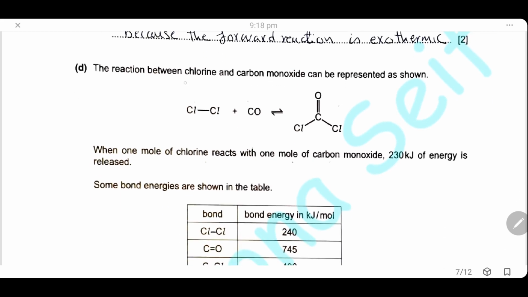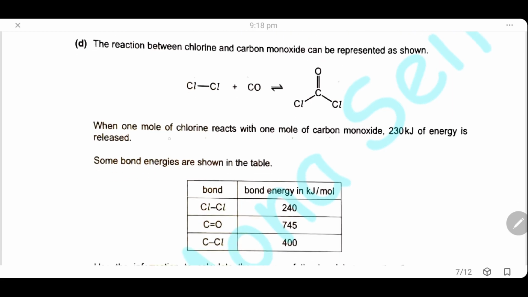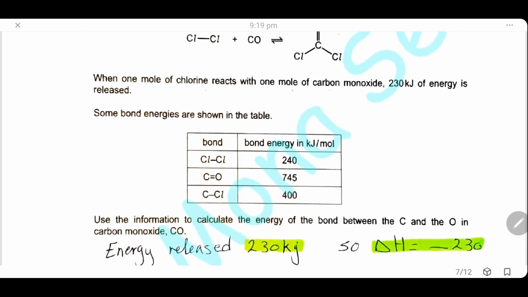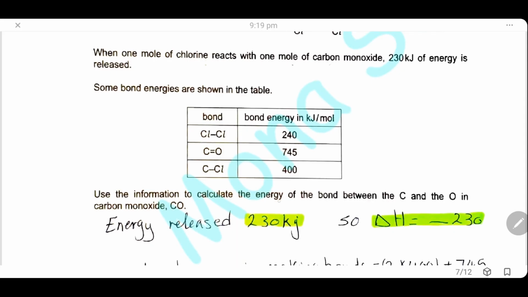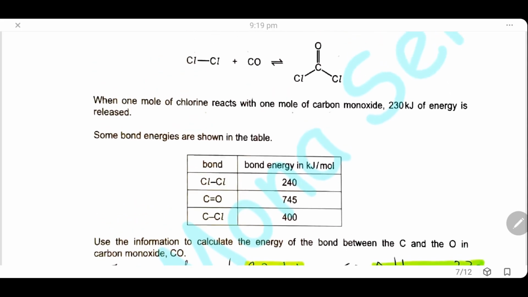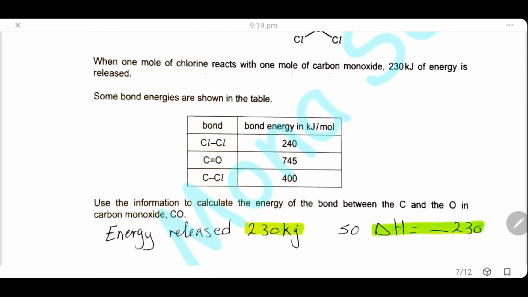Question D. The reaction between chlorine and carbon monoxide can be represented by this equation as shown. When 1 mole of chlorine reacts with 1 mole of carbon monoxide, 230 kilojoules of energy is released. The bond energies are shown in this table. Use the information to calculate the energy of the bond between carbon and oxygen in the carbon monoxide. They gave you the total energy released from this reaction, 230 kilojoules. So this is the delta H, and it has to take a negative sign. So this will be minus 230.